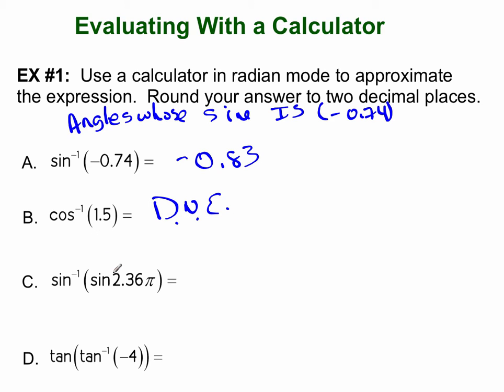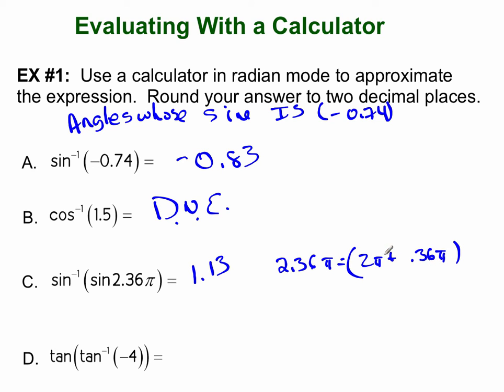Now, if I want the angle whose sine is 2.36 pi, if I put this in a calculator, I'm going to get 1.13. But if I look at this, 2.36 pi is 2 pi plus 0.36 pi.